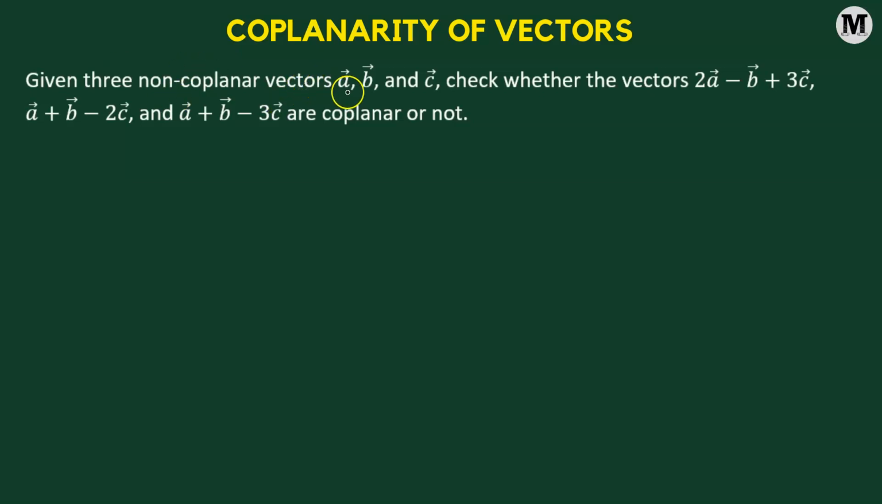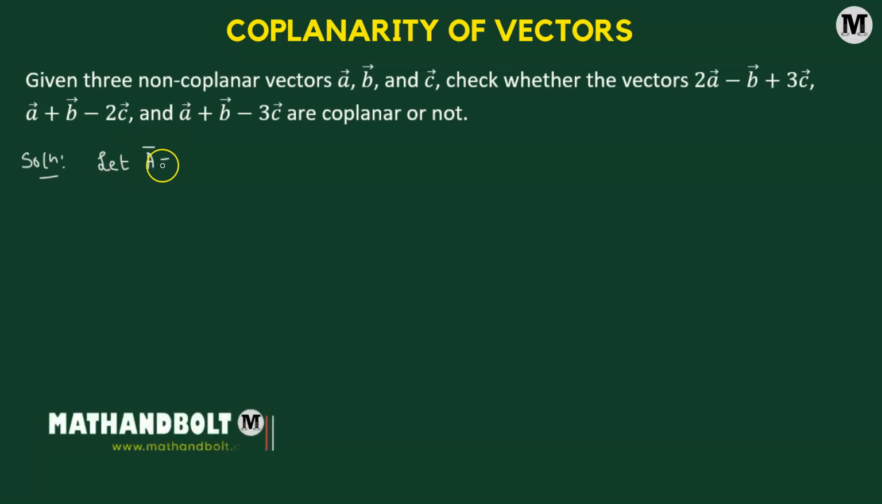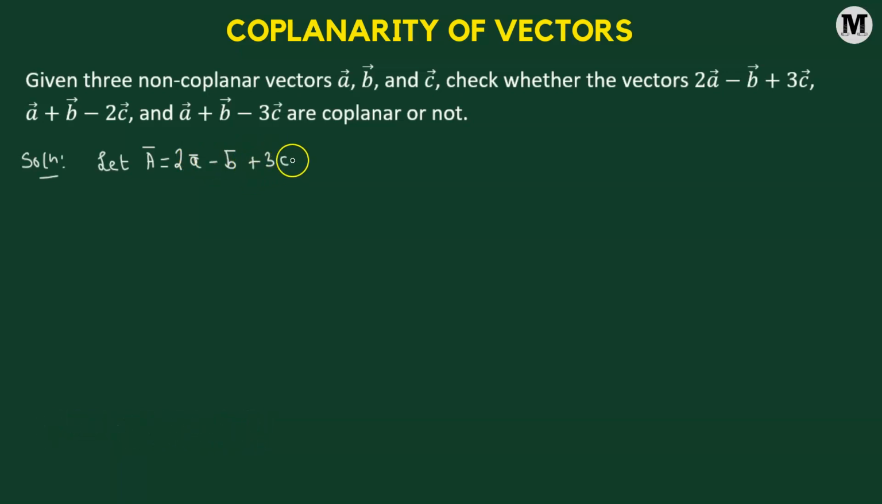Given three non-coplanar vectors A, B and C, we need to check whether the following vectors are coplanar or not. Okay, let us begin. First, we are going to name our vectors as A vector, B vector and C vector. That means the vector A is represented as 2 times A vector minus B vector plus C vector.